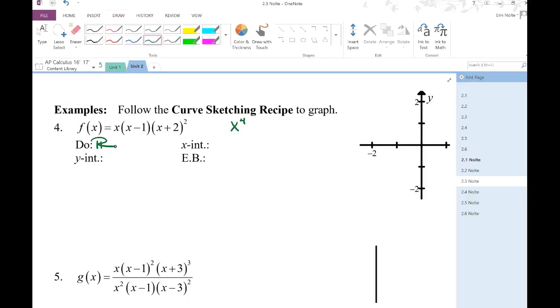X-intercepts. How do you find the X-intercepts? We technically set the y equal to 0. This is in factored form. We say awesome, and we can easily say that we've got 0, 1, and negative 2. What about the x plus 2 squared? Let's talk about it.